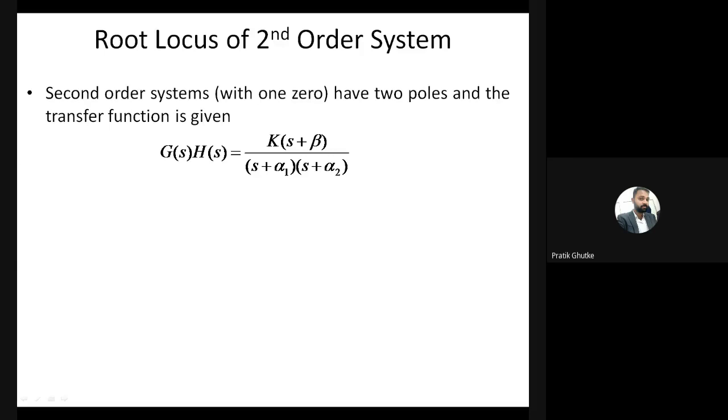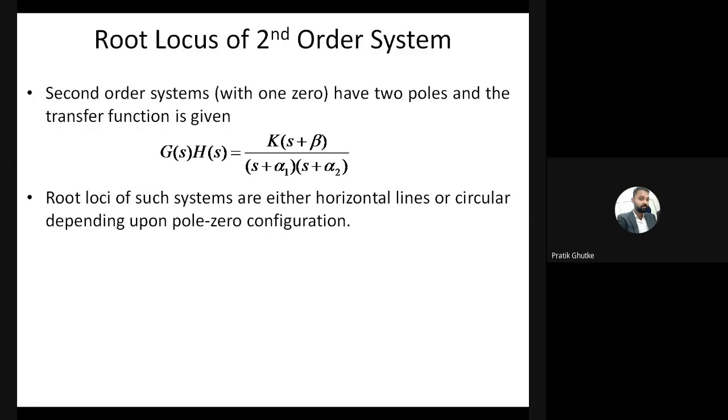So the root locus of the second order system, in this type, there exist zeros and also more than two poles. Second order system with one zero having two poles and one transfer function is given as G of s into H of s equals K divided by S plus alpha 1 and then S plus alpha 2. So in this case, two poles are there at minus alpha 1 and then minus alpha 2 and one zero is there at minus beta. So the root locus of such system are either horizontal line or circular, depending upon the pole zero configuration.